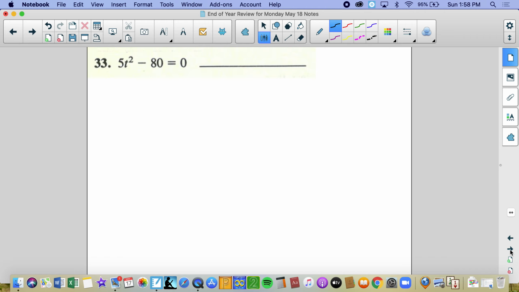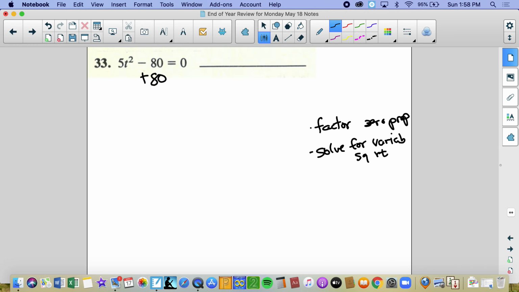Number 33, we have a variable being squared, so we're going to isolate it. I'm going to isolate it since there's only one variable. Remember, we have 4 different ways of isolating variables being squared. We can factor and use the 0 property. We can solve for the variable by taking the square root.